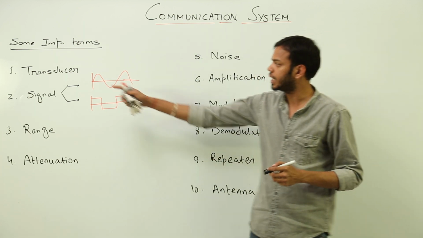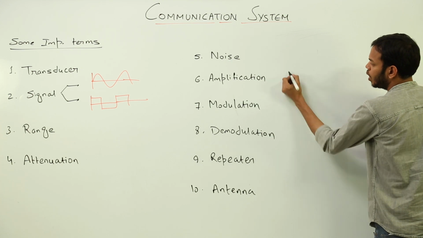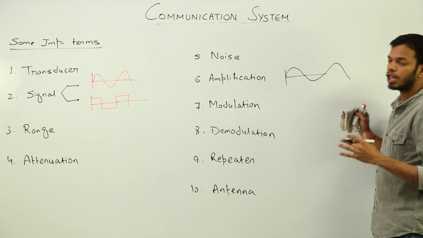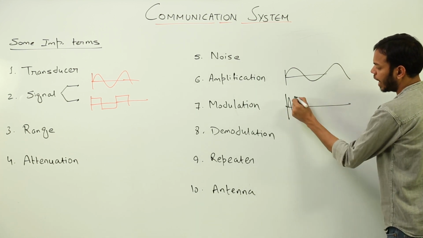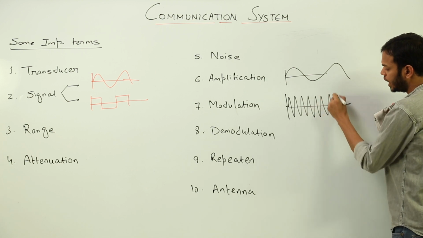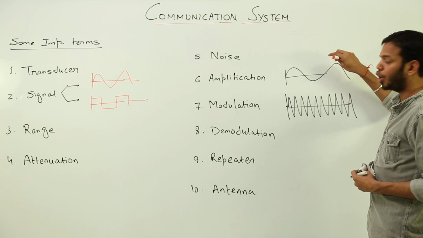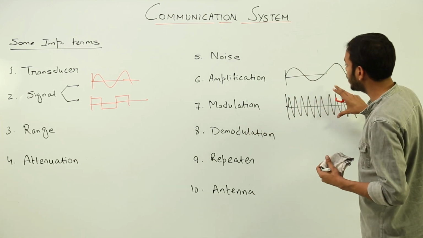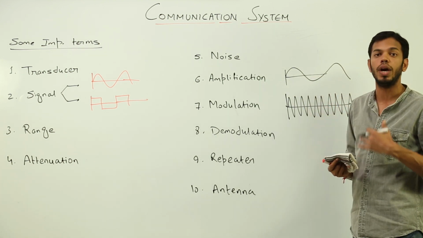Then modulation. The signal which is to be sent is always of very low frequency, like this. These types of signals are not suitable for sending. So they are mixed with a high frequency signal, which is called the carrier wave. So this signal is superimposed. This is the modulating wave or modulating signal which is to be sent, and this is the carrier wave on which this signal is superimposed so that the higher frequency wave can be sent over a longer distance.